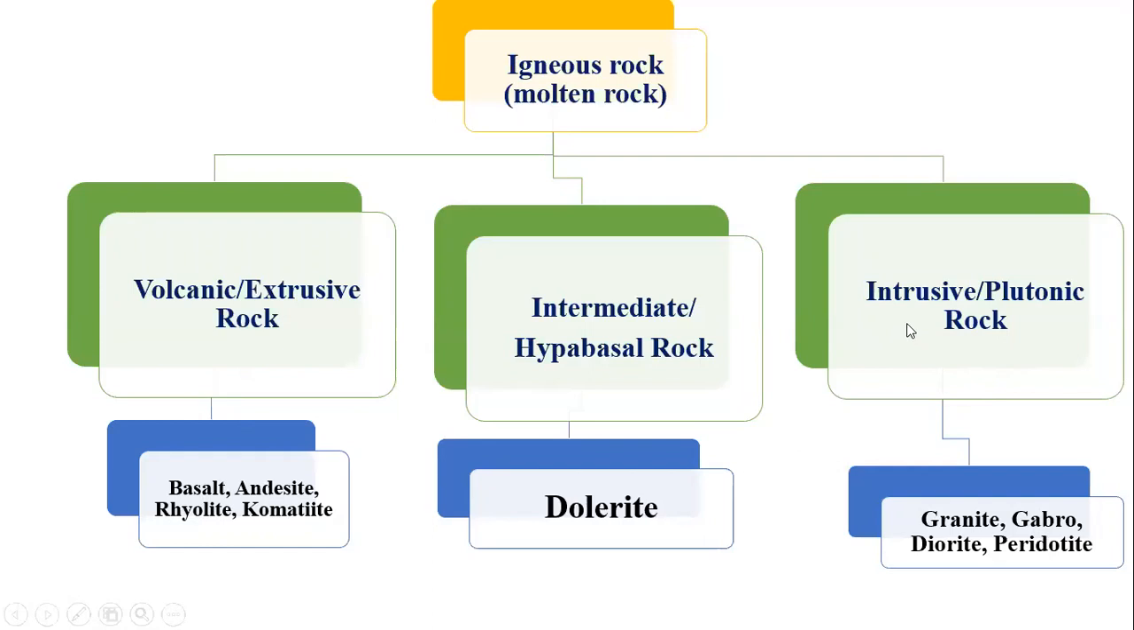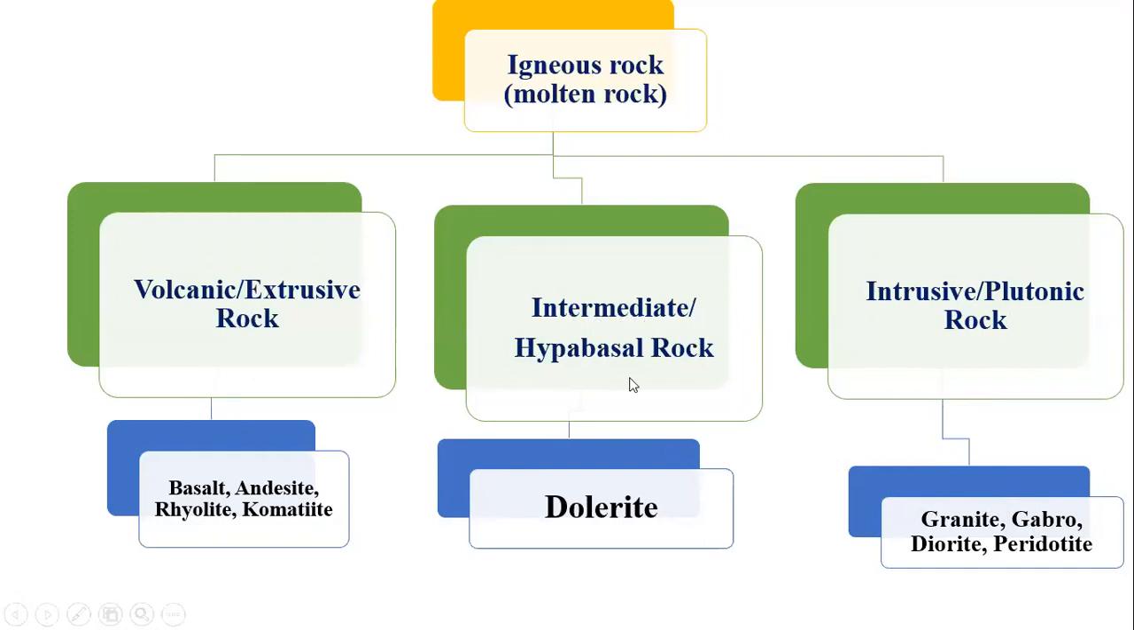What are the intrusive or plutonic rocks? These are those igneous rocks which are formed by the solidification of magma, and you know that magma refers to the molten rock present within the earth's surface. So they have been formed by the solidification of magma in the subsurface. Examples of intrusive or plutonic rocks include granite, gabbro, diorite, and peridotite.